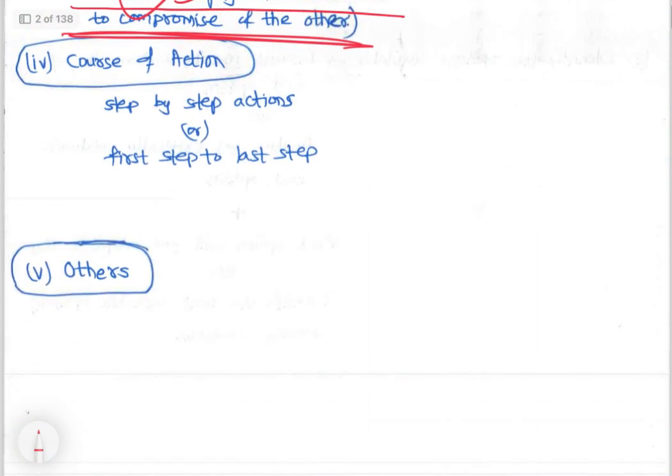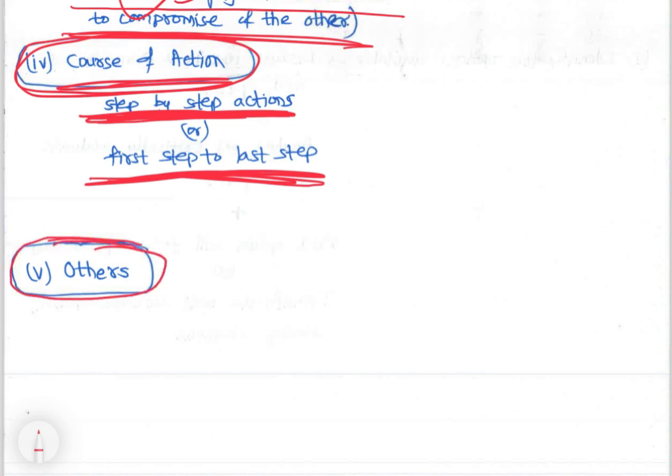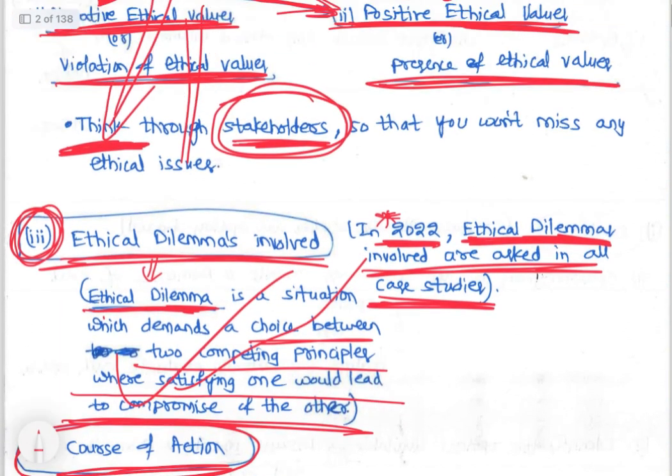Then there is course of action based case studies. So in course of action you need to discuss step by step actions, right? You need to discuss step by step actions, from the first step to the last step. Then there are other case studies. There are various types of case studies which don't fall under this category. We will also discuss many case studies under this category, right? So these are various types of case studies.